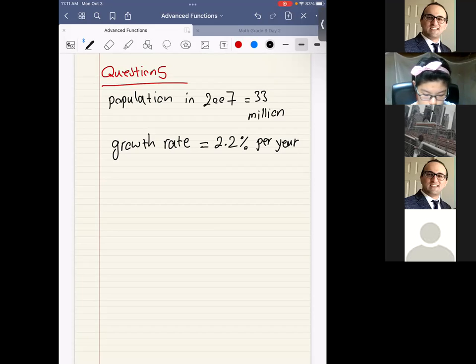So in general, the mathematical model for exponential growth, where I use P for population, is P of t equals P0 e to the power kt. That is the general exponential growth model, and P0 is the initial population.